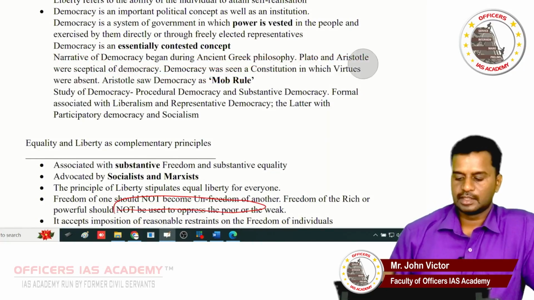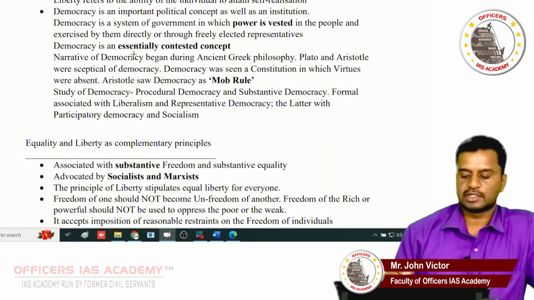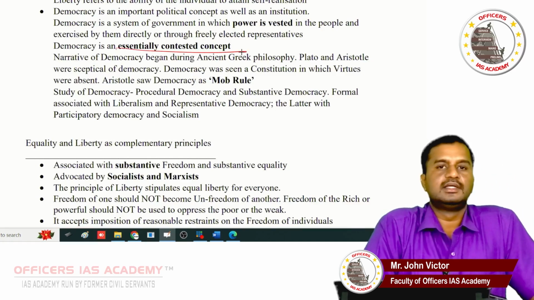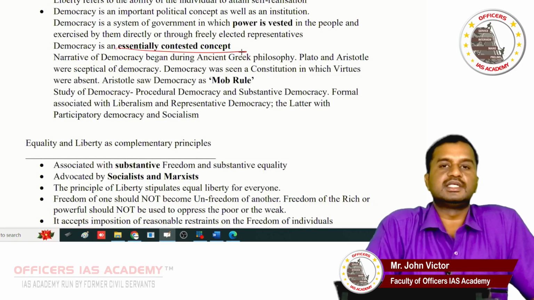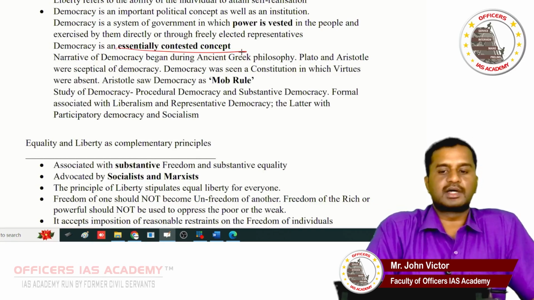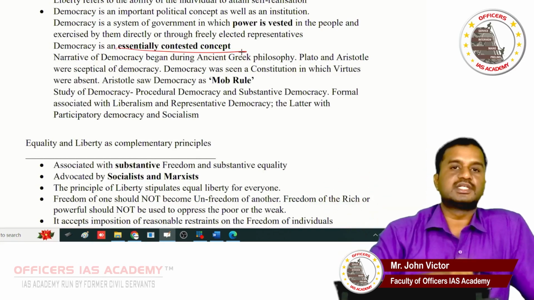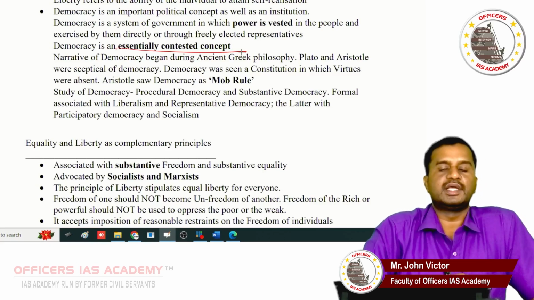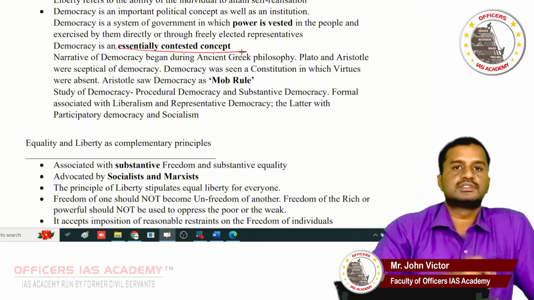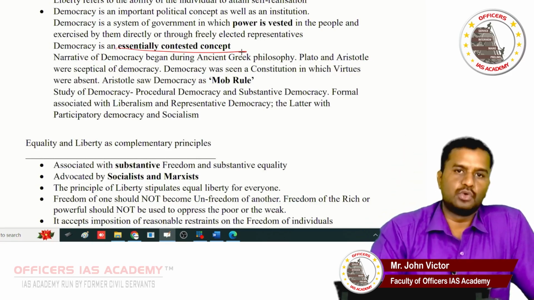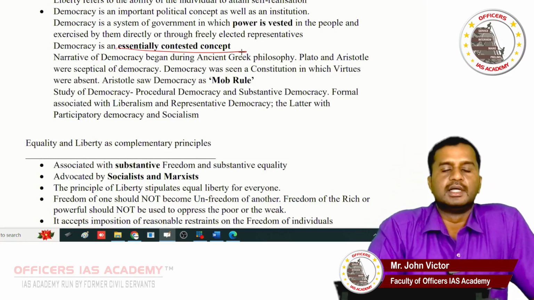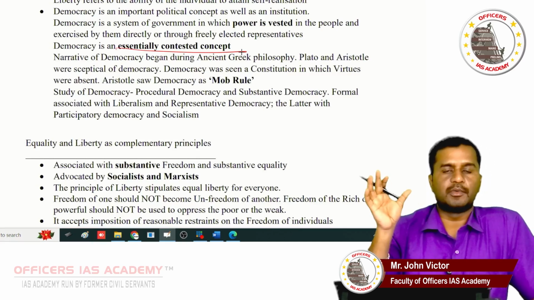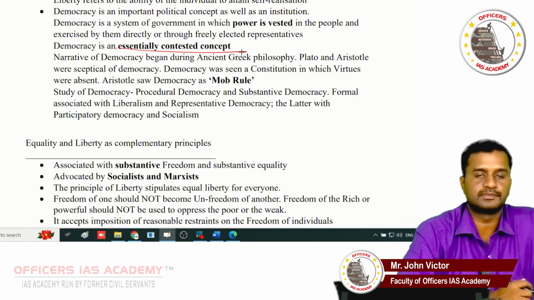Then explain about democracy. Democracy is also a contested concept. In the ancient period, democracy was seen negatively. Scholars like Aristotle saw democracy as a negative concept. He viewed democracy as mob rule. According to ancient Greek philosophy, democracy is not seen through the number of people ruling. It is seen through the virtues. If people having virtues rule, it is a good form of government. If people lacking virtues rule, it is not a good form of government. This was the ancient conception of democracy.